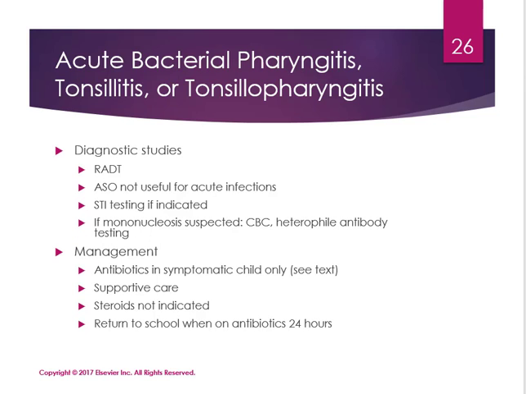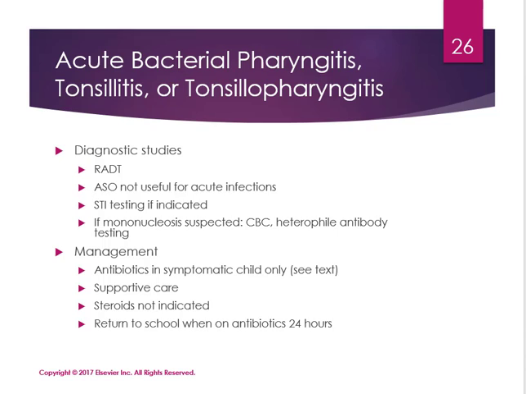There are several diagnostic studies that can be ordered based on symptomatology. The RADT, you can order anti-streptococcal antibody titers. If mono was suspected, you'd want to order a CBC and a heterophile antibody testing. Management would include antibiotics in symptomatic children and those with positive test results. Page 805 in the book gives good information for antibiotic therapy.